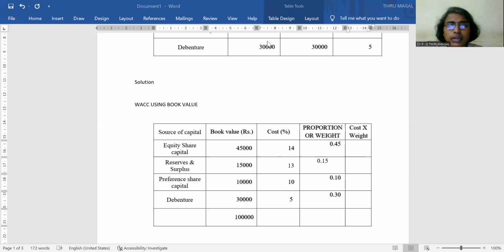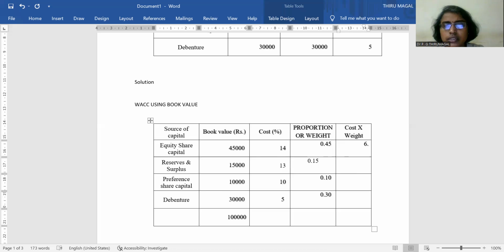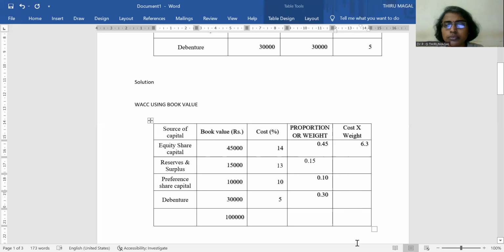So 14 multiplied with 0.45, the value comes around 6.3. So that is this one, 6.3. Similarly, 13 multiplied with 0.15, the value comes around 1.95.